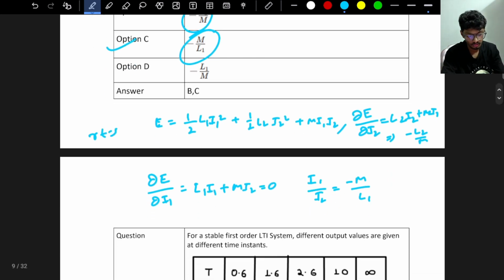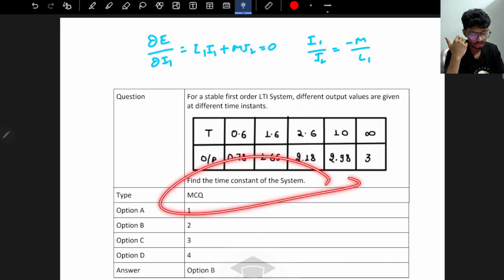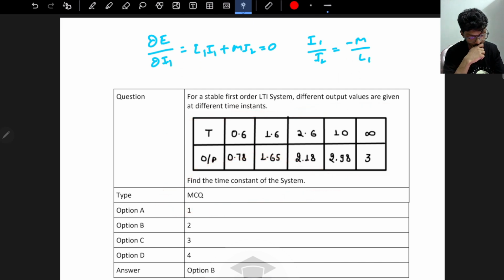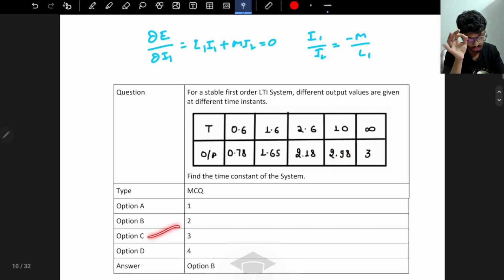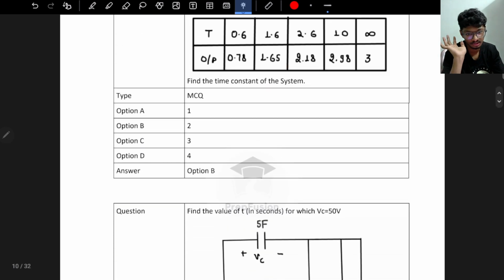So let's now move on to the next question. This is again a simple first order transient question. For a stable first order LTI system, different output values are given at different time instants. You have to find out the time constant. The time constant is basically, 4 tau is the time at which I reach steady state, 99% or so. So you can solve this very simple question. Option B will be correct, so 2 will be the time constant in this case. The definition of time constant is very simple, it's a first order circuit.